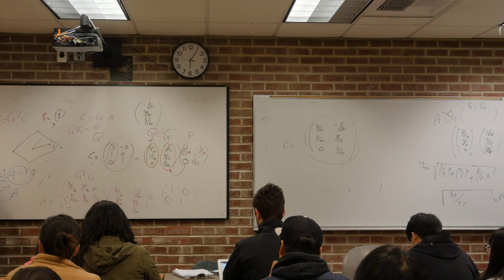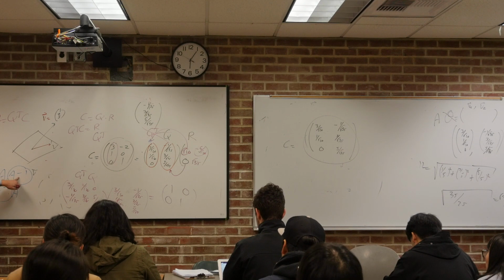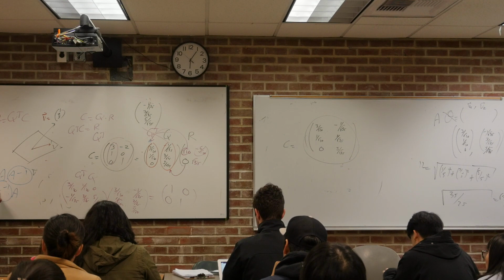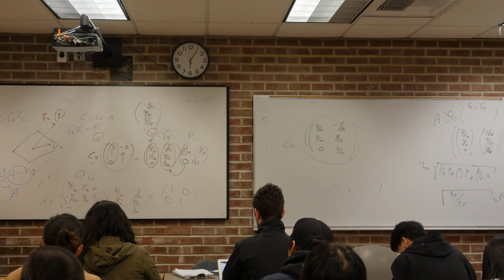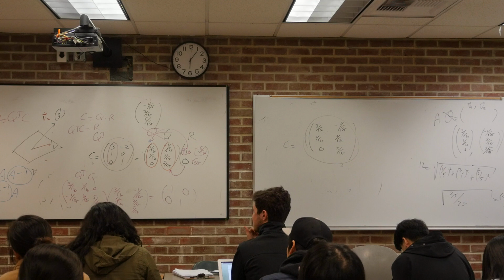So this is a non-square matrix. I could have a right inverse or not. I could have a left inverse or not. And there's no way they're going to be the same. So more than you know, is that cool? Yeah.